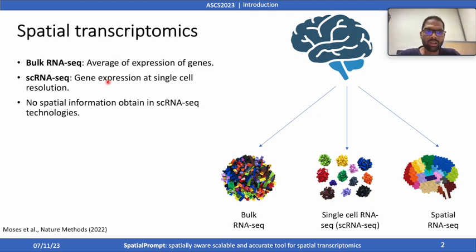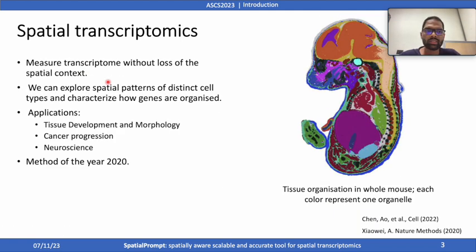To overcome this challenge, there is spatial transcriptomics, where we can measure the transcriptome without losing the spatial context. In this approach, we can explore the spatial patterns present in our sample and how the different genes are organized in our tissue. There are several applications of this spatial transcriptomics technique.